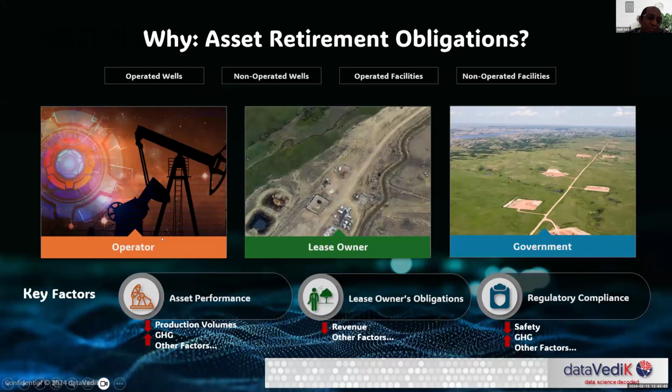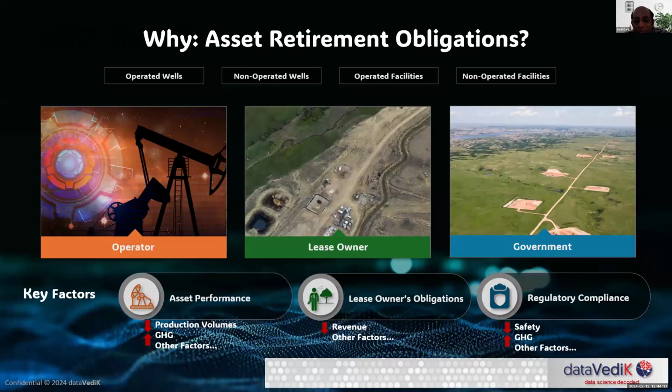The very first one is the operator angle, right? The operator who is operating those wells. For them, asset performance is typically the primary criteria. Are their production volumes increasing or are they going down? Because at some point, if it becomes uneconomical to produce, it's time to think about retiring that well. Are greenhouse emissions increasing? That can be another factor in the future which will decide whether the well should continue to produce or should be abandoned. And there are several such factors from an operator perspective.